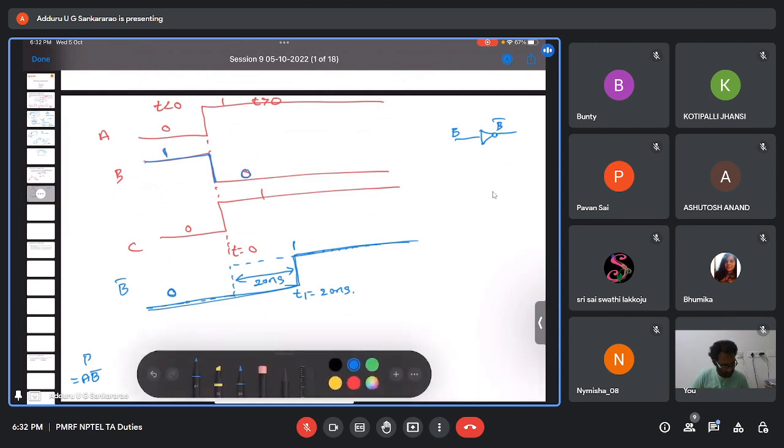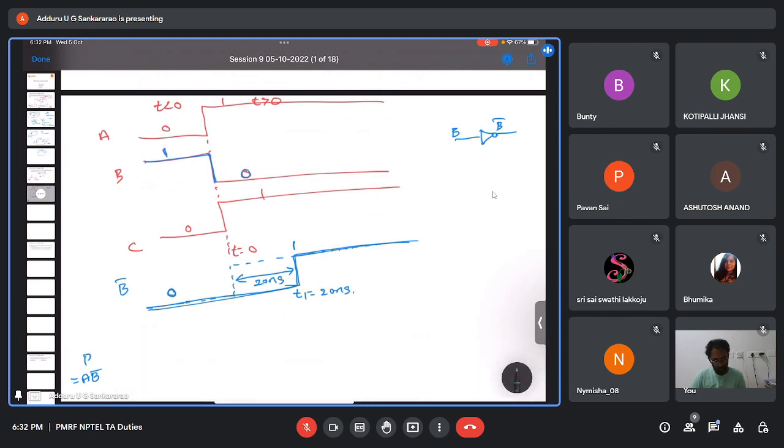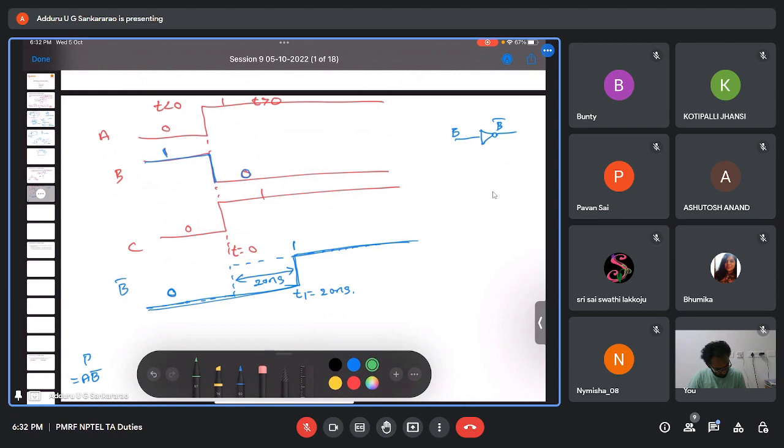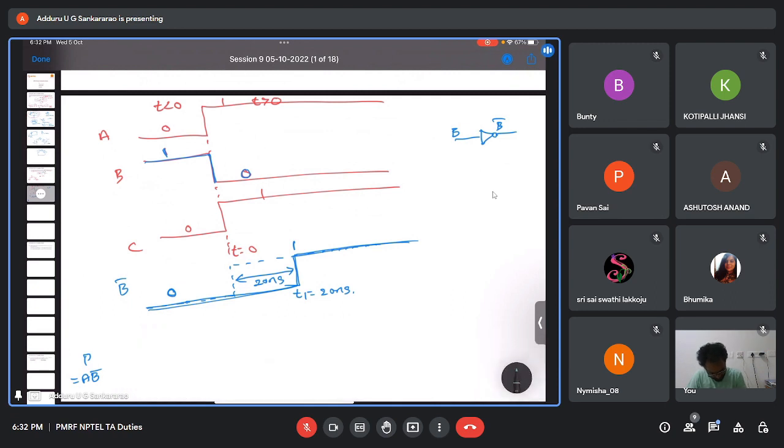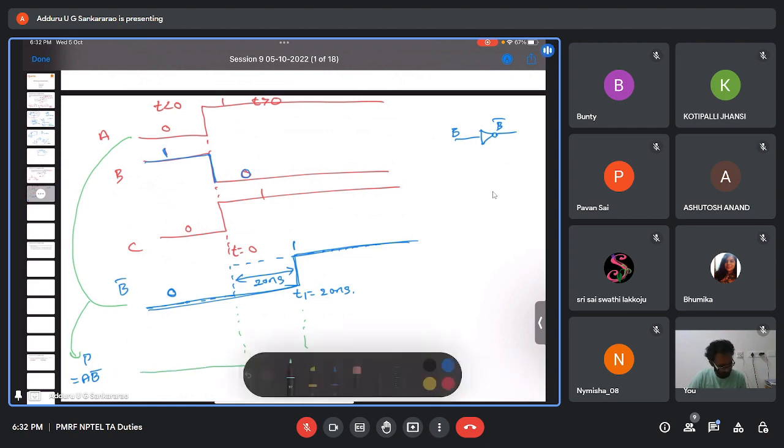Now ideally, assume there is no propagation delay. What should be P? I'm drawing here. Please tell me whether it is right or wrong. Now P depends on A and B bar, right? P depends on these two. So when both are 1, then only P is 1. So up to t equal to 0, both A and B bar are 0, so P also 0. So I'm drawing this ideally.